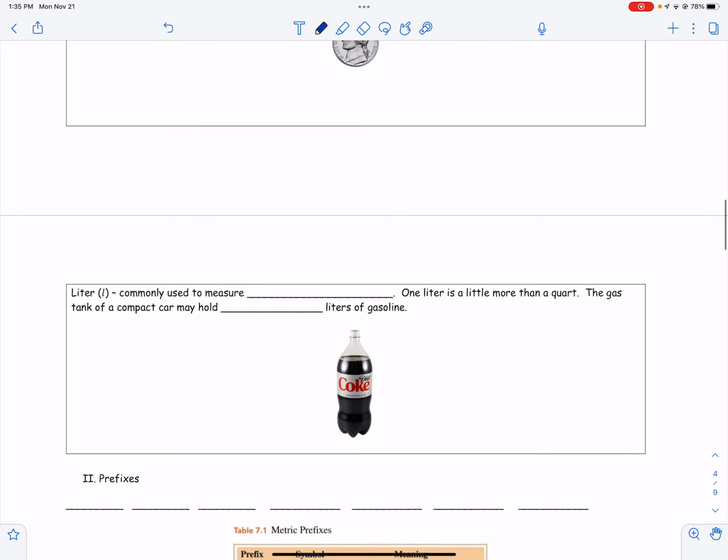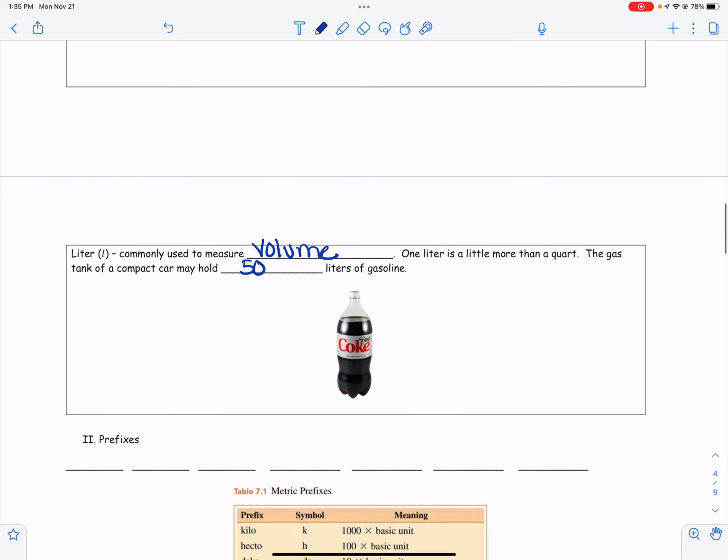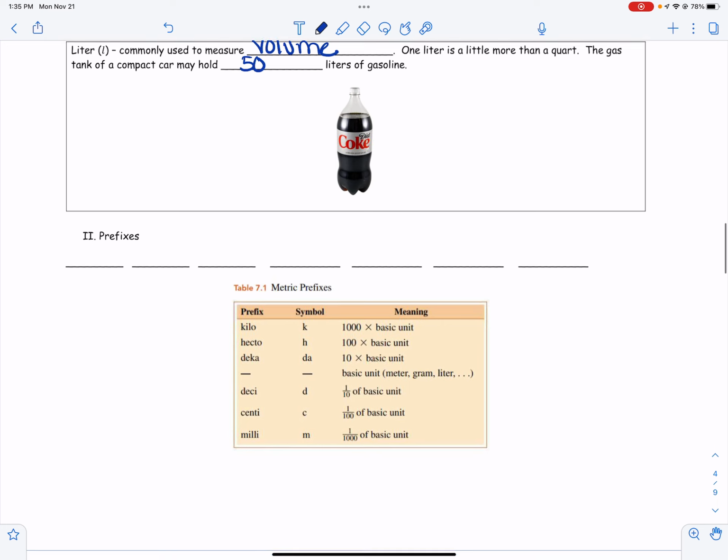Then the next unit that we're going to be looking at is going to be talking about volume. And so think of, we know in our head what a 2-liter bottle looks like, what a 1-liter bottle looks like, and a 1 liter is just a little bit more than a quart. And so a gas tank of a compact car holds about 50 liters of gasoline. And one of the things in your homework you're going to have to do is be able to decide what is a good measurement for a specific item, okay?